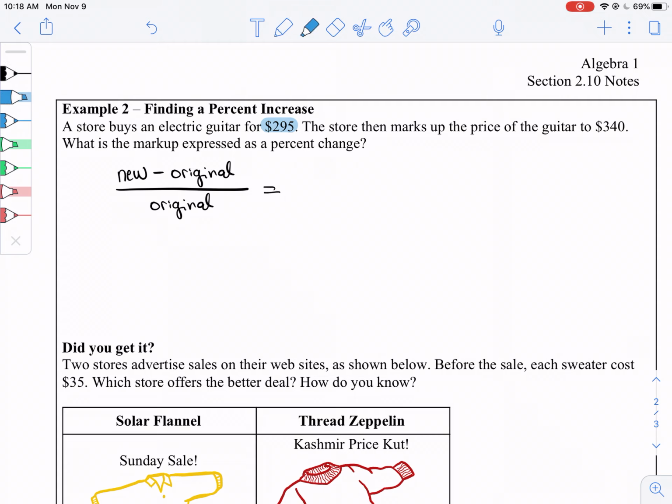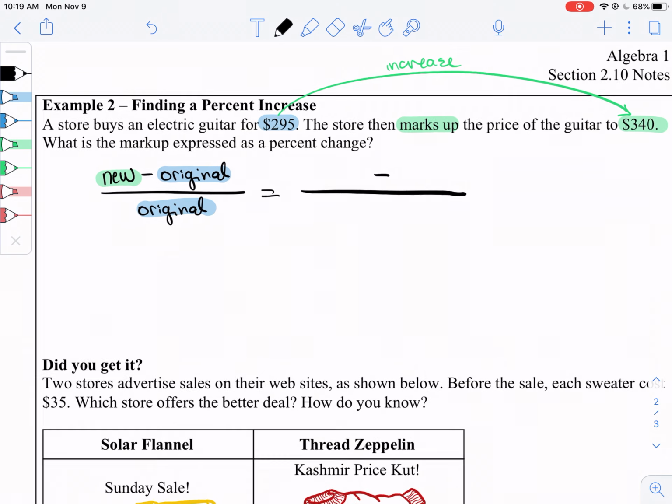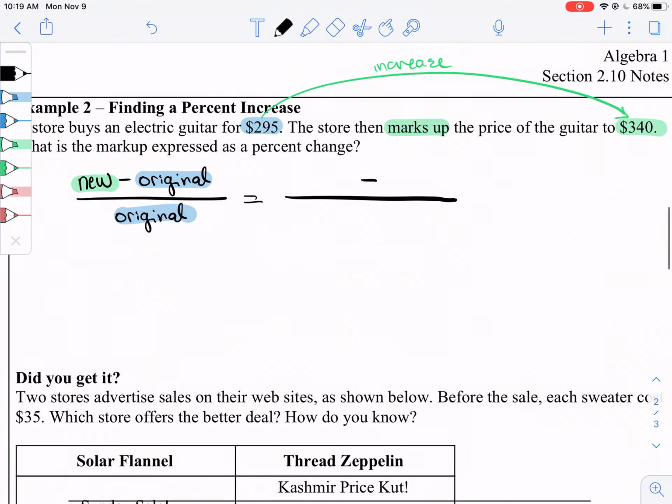And then they mark up the price. This is an increase to $340. You can tell it's an increase because it got bigger. Okay, so our new price is $340. What is this as a percent change? Well, we want to find how much it changes. So it went from $295 up to $340.